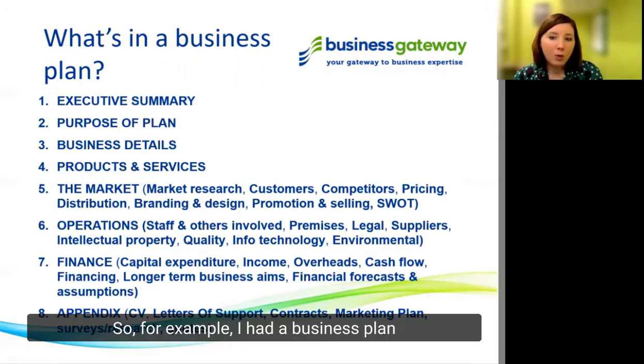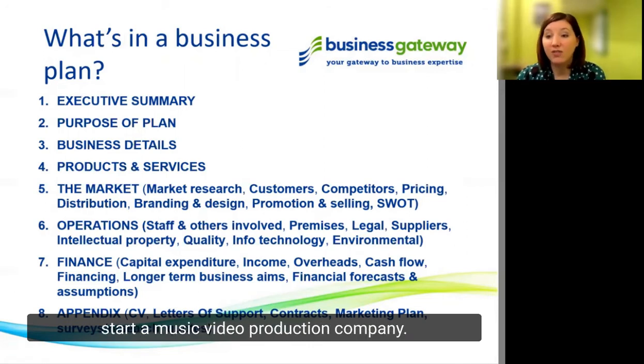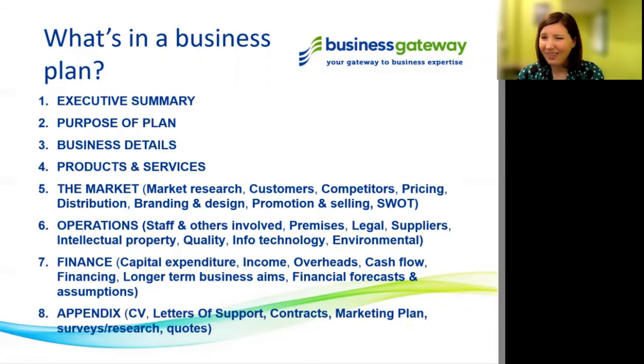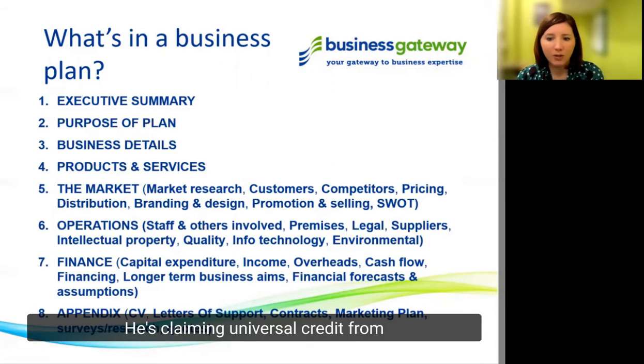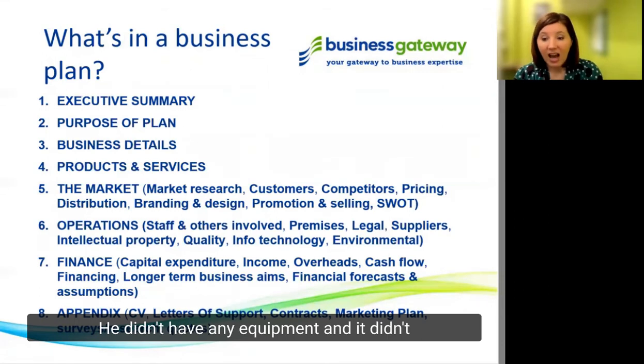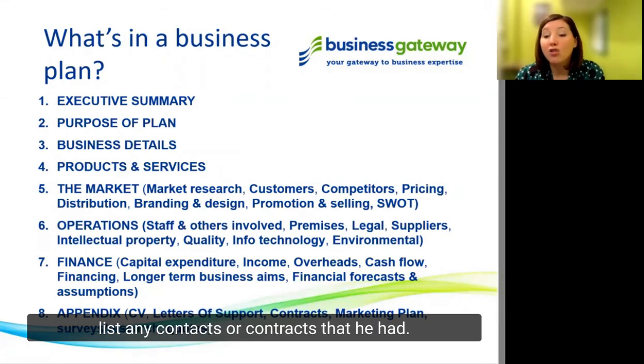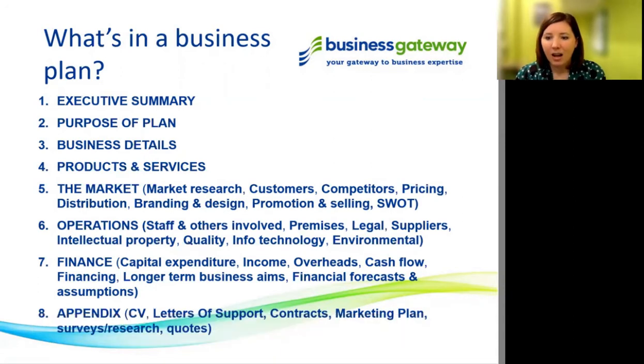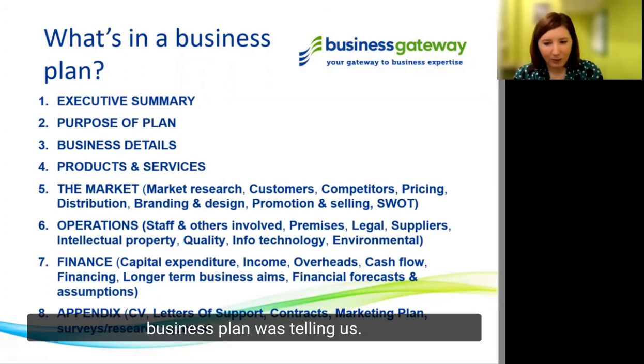So for example, I had a business plan in from a young person who wanted to start a music video production company. He had zero turnover, he's claiming universal credit from a bedroom in Lanarkshire, he didn't have any equipment, and it didn't list any contacts or contracts that he had. And his business plan was showing he was going to earn £1 million the first year. The numbers didn't match what his business plan was telling us, or what we were seeing as the situation.